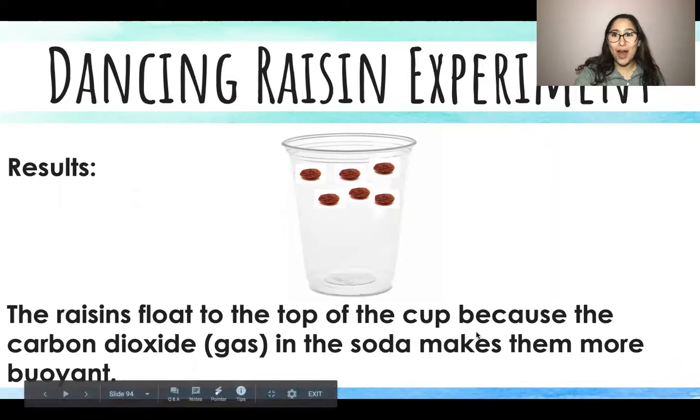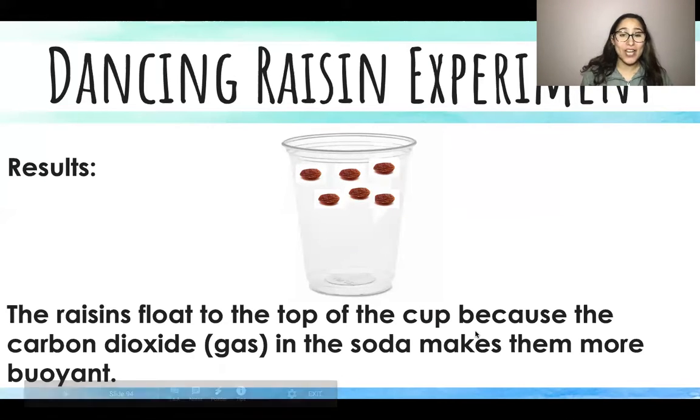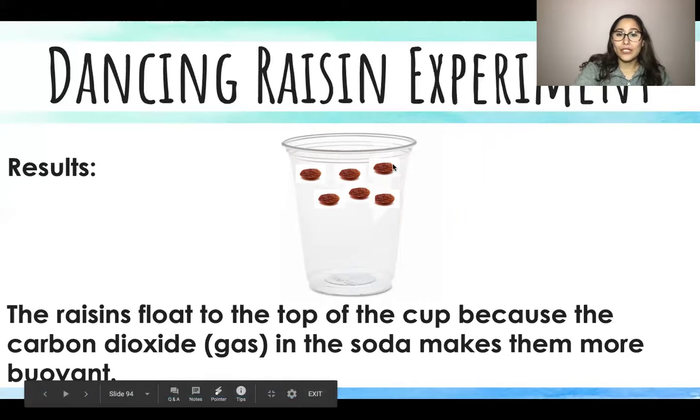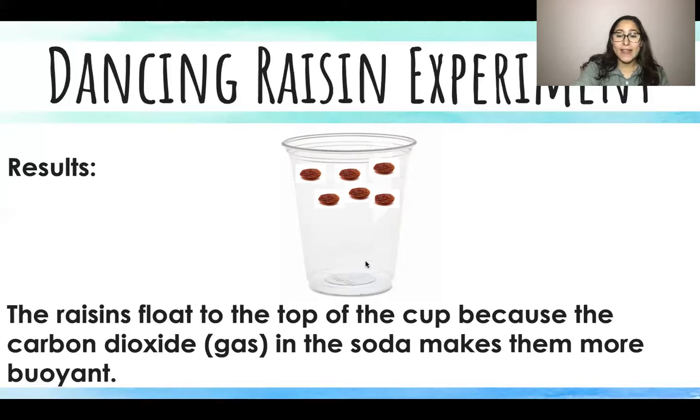Nice job. I hope you paused that video and you wrote down what happened. These are the results of our experiment. When we dropped the raisins into the soda, at first they sunk to the bottom, but then the bubbles, the gas inside of the soda, helped the raisins float to the top. The gas in the soda made the raisins more buoyant. That means that they were floating at the top.